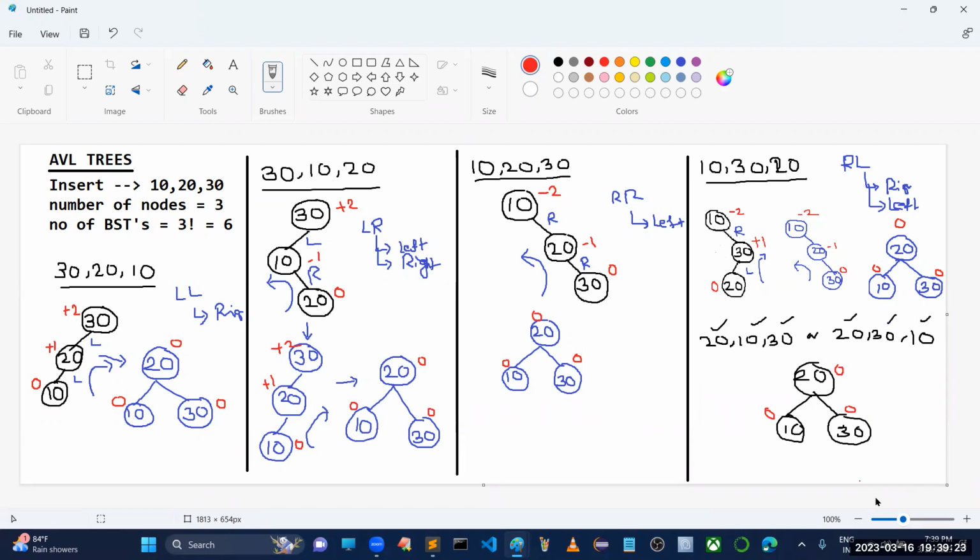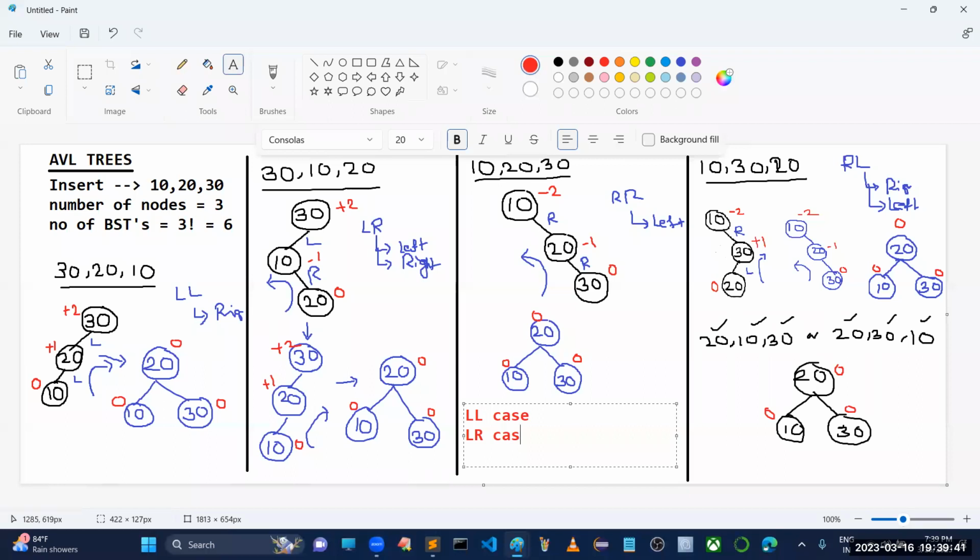So like this, you have to do these rotations. Mainly we discussed how many types of rotations? We have seen the LL case. Next, the LR case. Next, the RR case. Next one is the RL case. These are the different cases that we have in our AVL trees. I hope you all got a very clear clarity about this one.